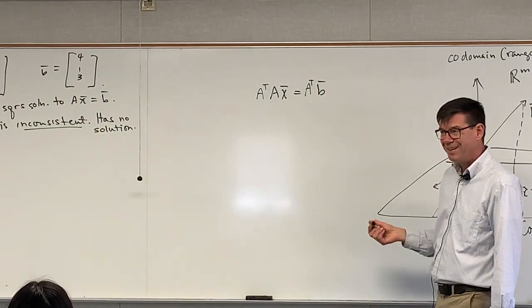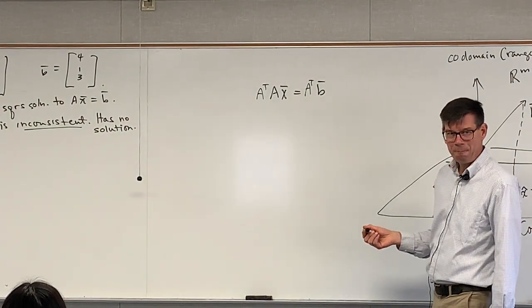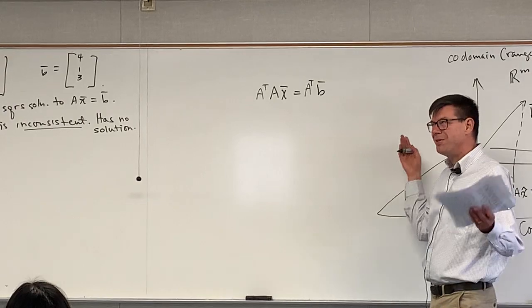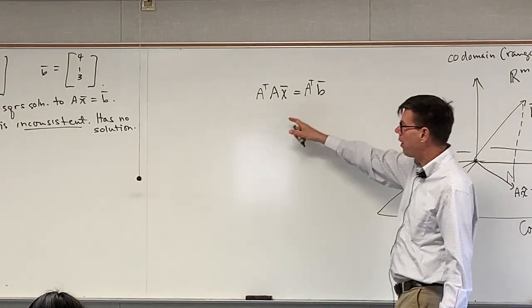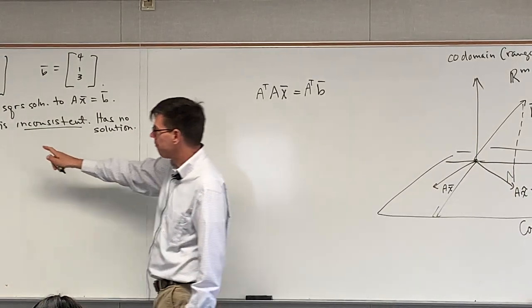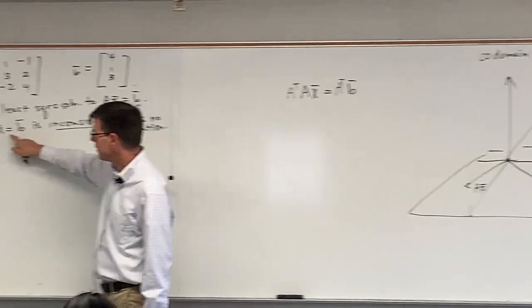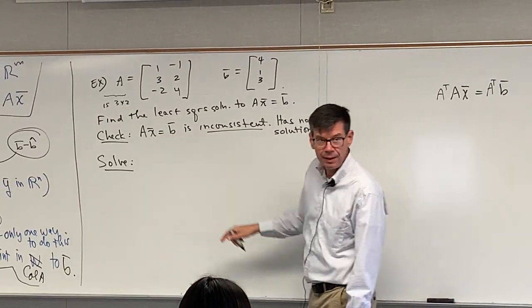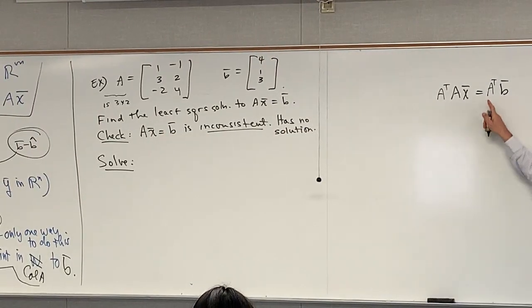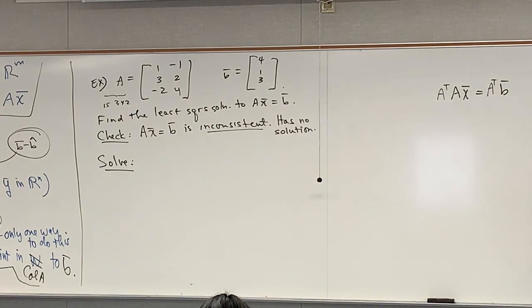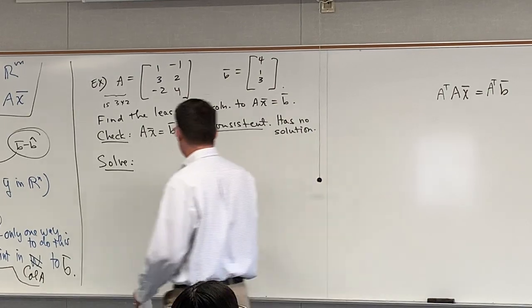Isn't that, I don't know, you just don't think about it. We're going from a matrix equation, a system that has no solution. If we just multiply by A transpose on the left on both sides, there must be a solution. There is a solution. There's always a solution.